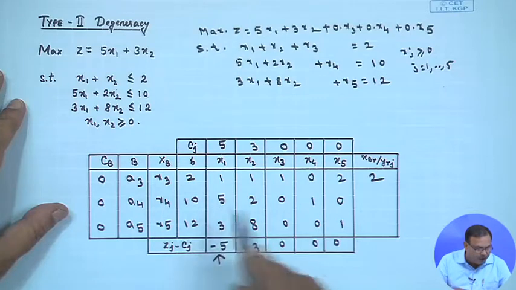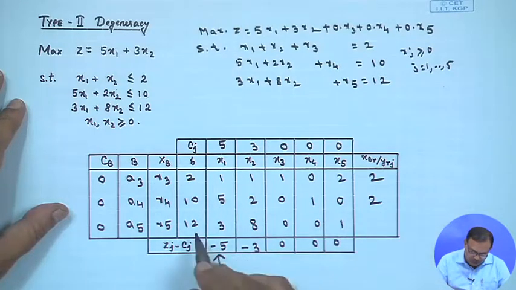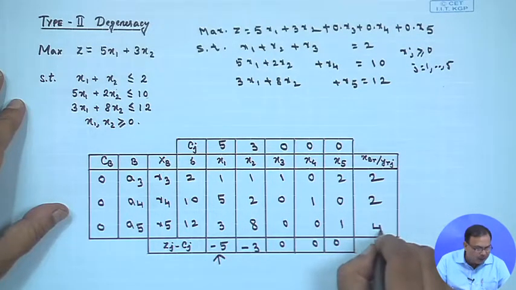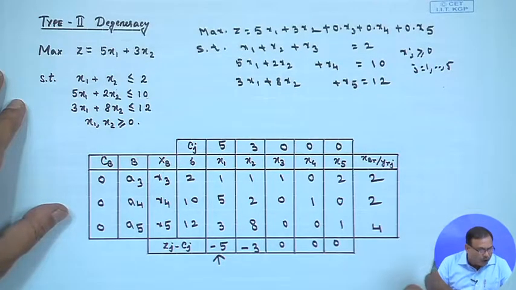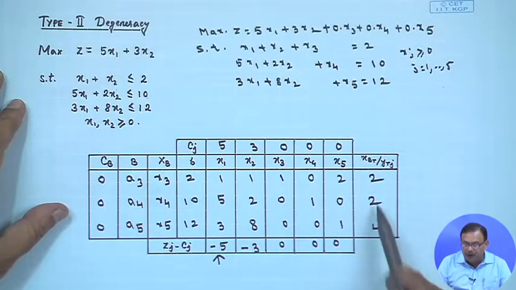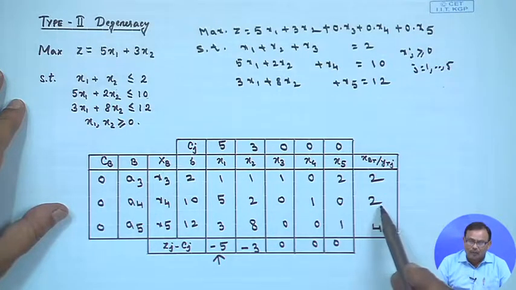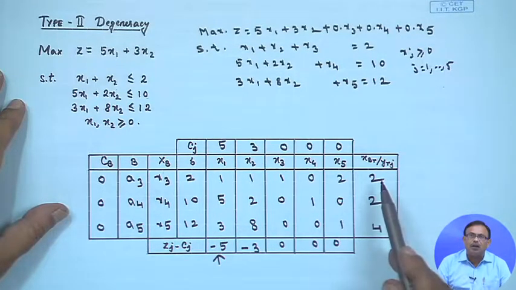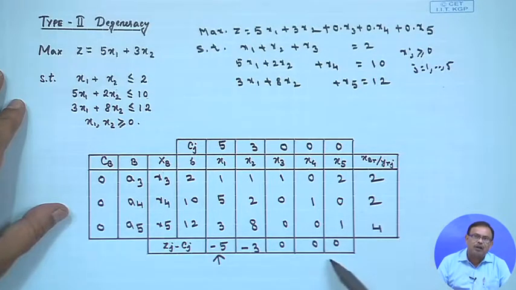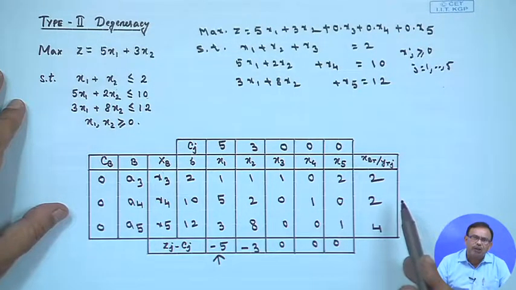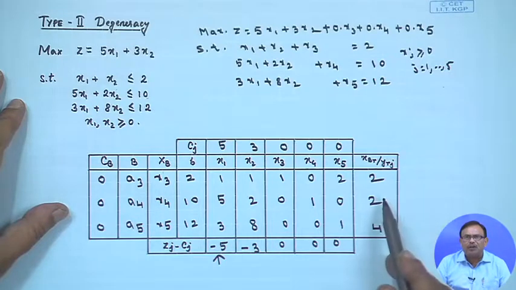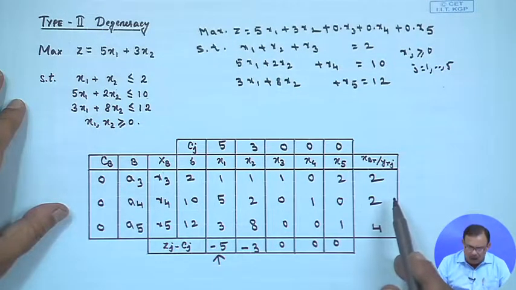Then it is 10 by 5, this is 2. And 12 by 3, this is 4. So, the question comes now: here if you see the ratio, more than one element has the same value in the ratio column, in both cases it is 2. So, there is a tie, and whenever there is a tie, if you go for the next iteration by choosing any one of them, then degeneracy will occur. From the theorem we can tell that much.